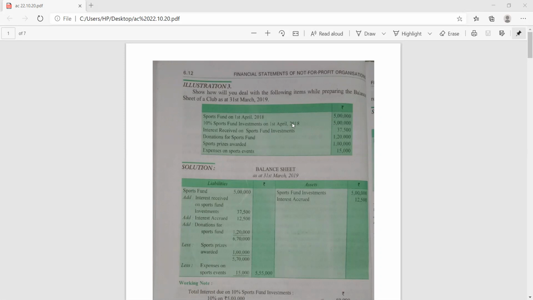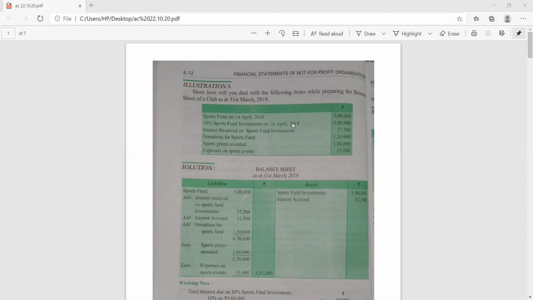Now, interest received on sports fund investment will increase your fund, so it will be added. Then, if we see the second and third points given in the statement, 10% is the rate of interest. It means 10% of 5 lakh will be 50,000, while the interest received on sports fund investment is 37,500. It means 12,500 is the interest accrued. But definitely it will be received. So whatever interest has been received till the date, or interest has accrued, is to be added there. So add interest received on sports fund investment and interest accrued. I hope the first 2 points are clear to everybody.